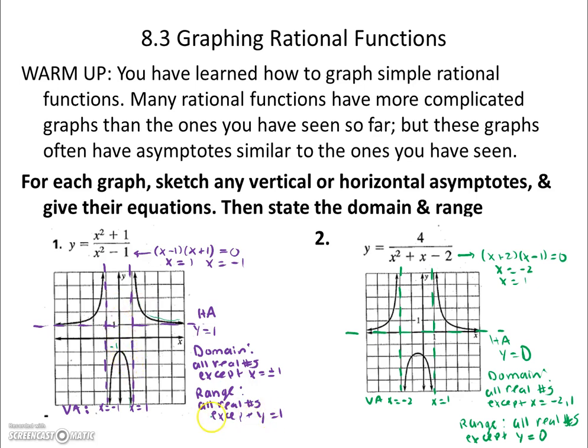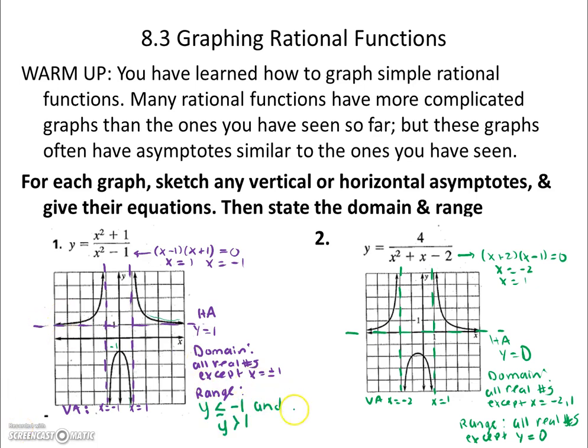-1. So if you wrote that it was all real numbers except y equals 1, you had this horizontal asymptote correct, but you really want to look at where the y values are. So the y values are at y is greater than 1, and then also the y values are less than -1. So let's go ahead and fix that in our range.